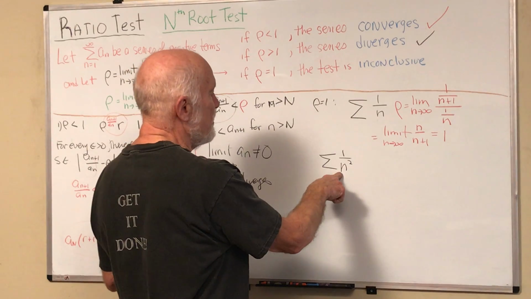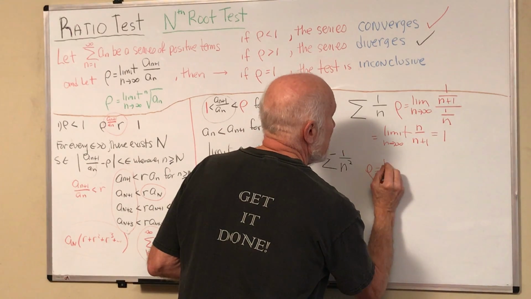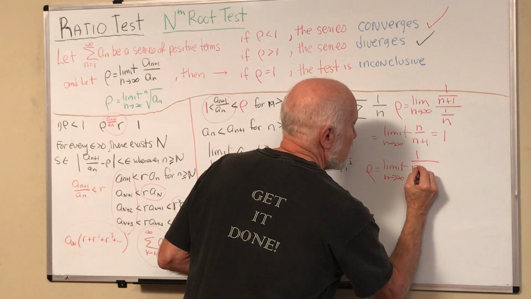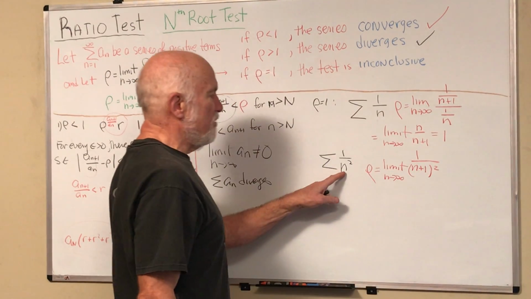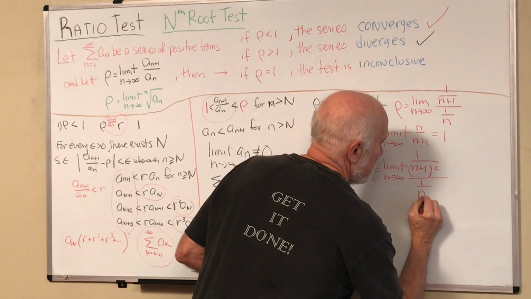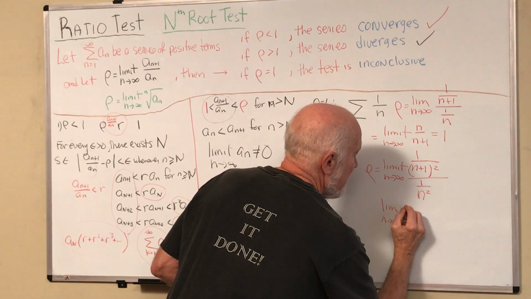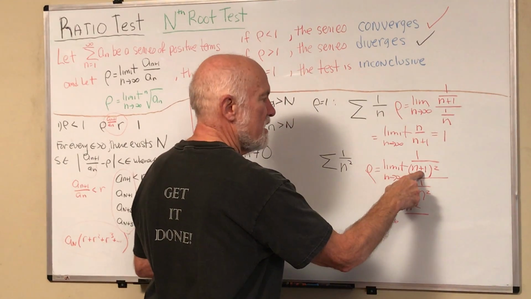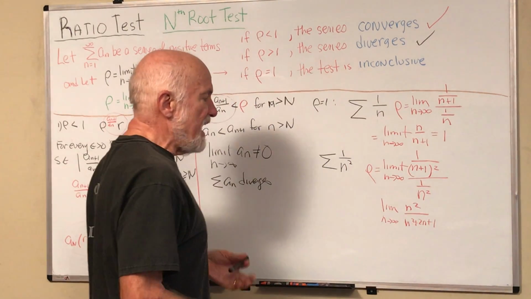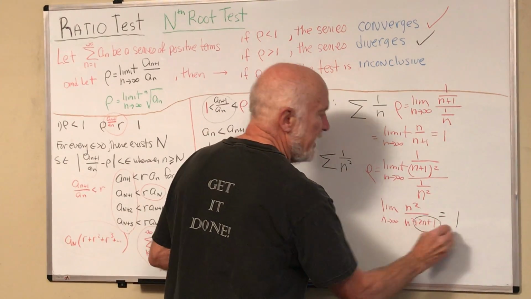So now try this one. We do the same thing and we say rho equals the limit as n approaches infinity of 1 over n plus 1 squared, the n plus first term divided by the nth term. And then I get the limit as n approaches infinity of n squared over, if I square that out, n squared plus 2n plus 1. Well, I only have to look at the highest power of n. I can ignore this, and I get 1.